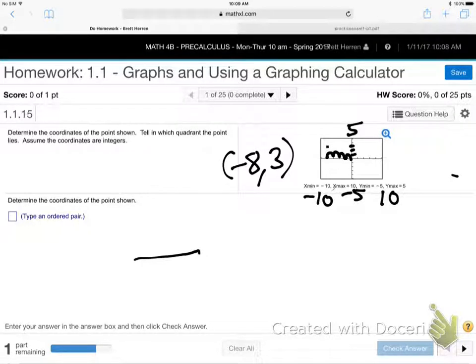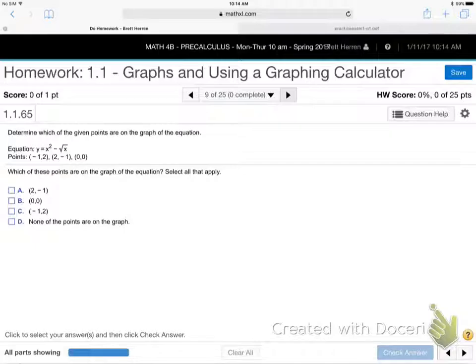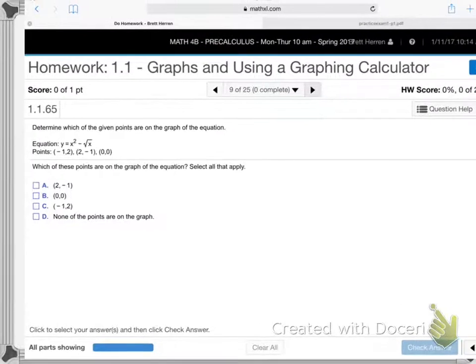We've got it. All right, I'm going to move ahead. So there we go. How do we determine if those points are on the graph or not? You plug them in, don't you? It's simply a plug-in question.